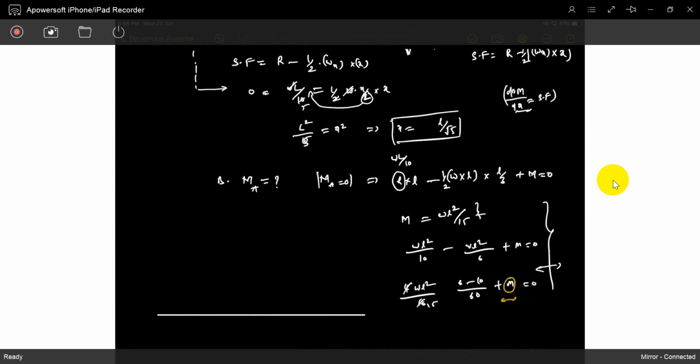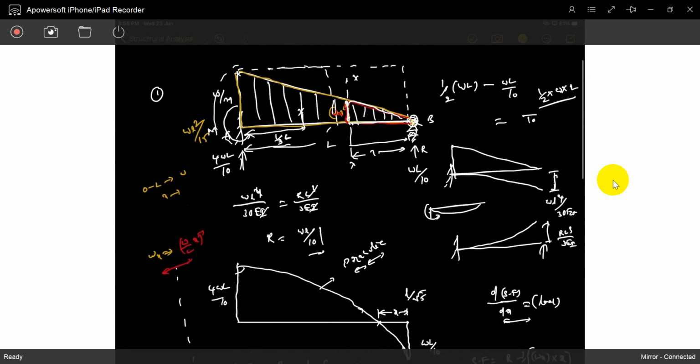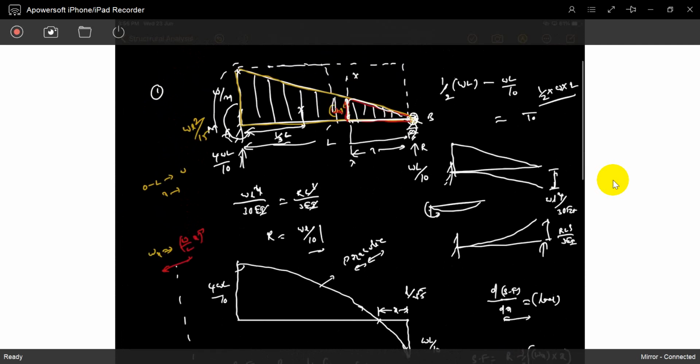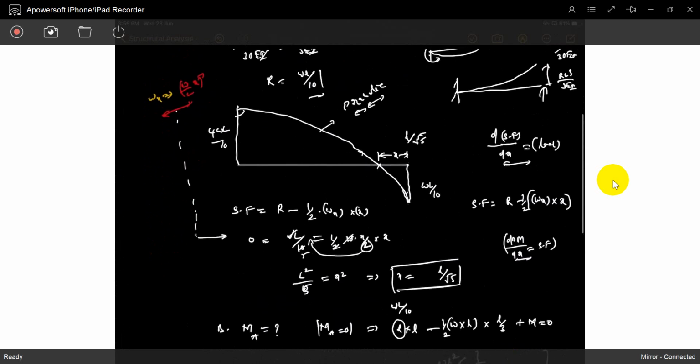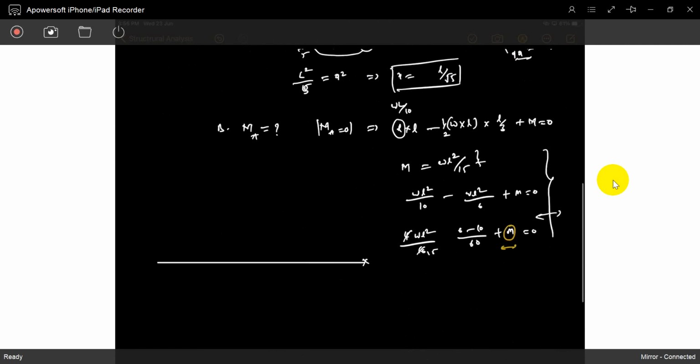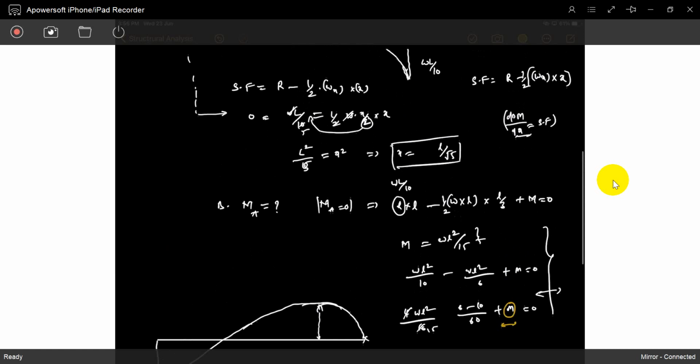Draw it. At this place it is 0 because it is simply supported. At this place it goes on increasing. It happened at this location, it has a maximum. Understood? Goes on increasing, has a maximum at some length, and will go down like this. And it will go down like this.